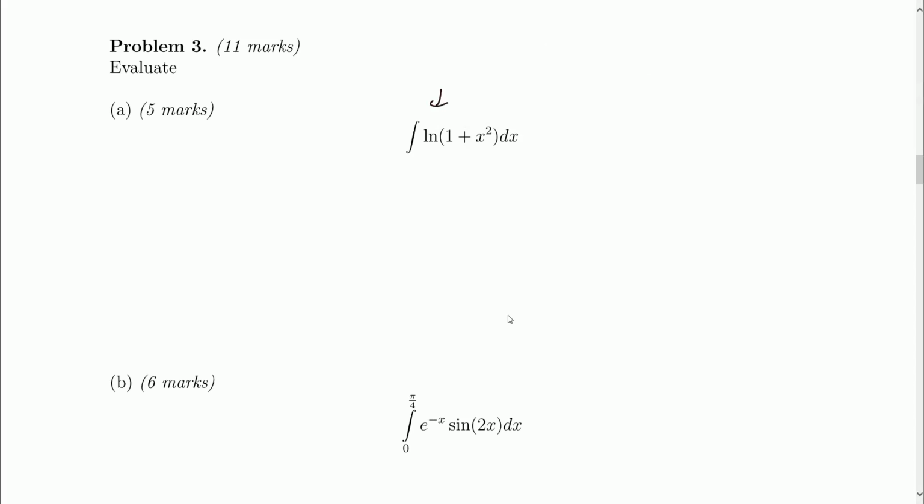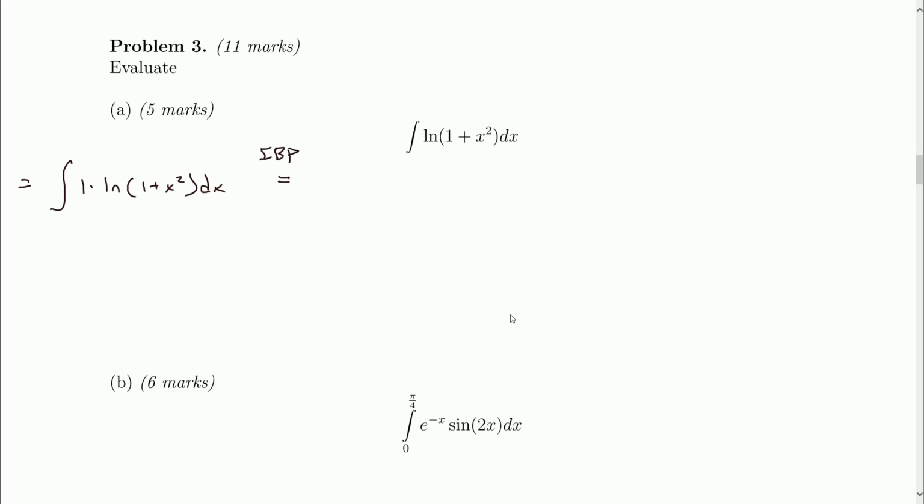But, oh, well, there's this ln here. And maybe I remember from class that ln can be integrated with integration by parts. So we'll write this as 1 times ln 1 plus x squared dx. And what am I going to do? I'm going to say, integration by parts, or IBP.